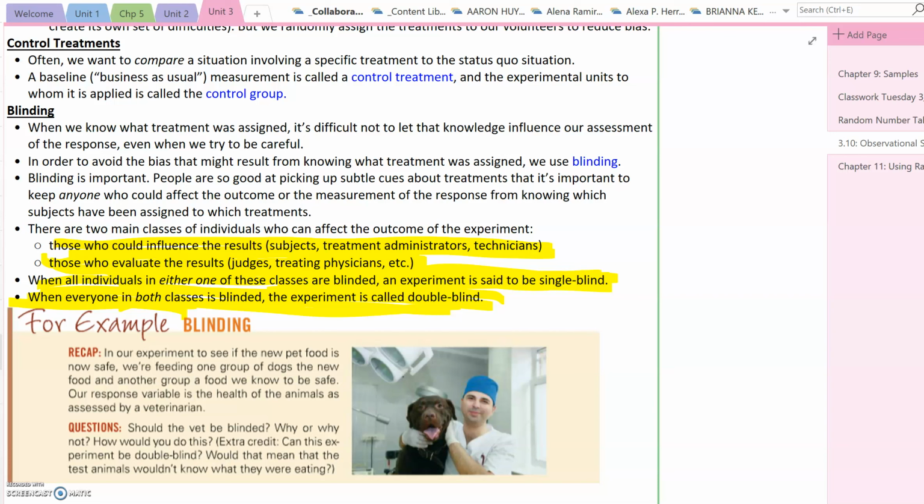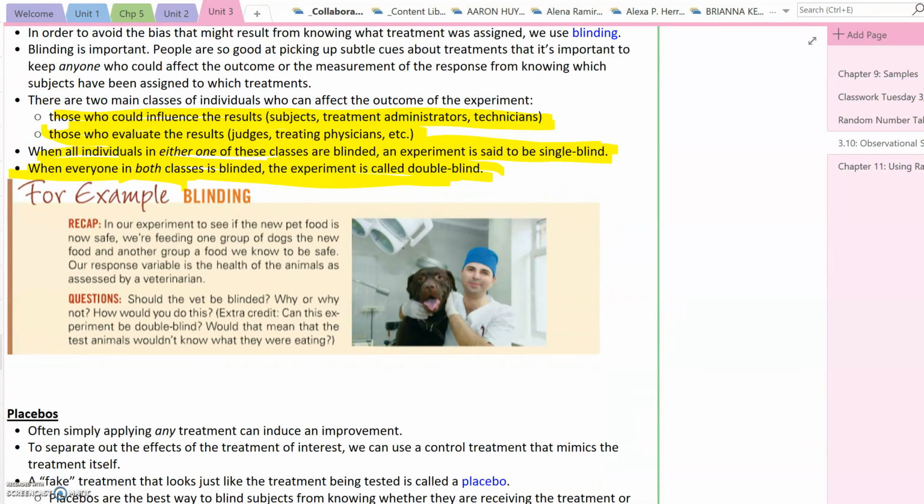You could do this by just keeping the dog food in an unlabeled bag, label one of them A, one of them B. That way the vet wouldn't know what brand of dog food they're eating. Then extra credit. Can this experiment be double blind? Would that mean that the test animals wouldn't know what they're eating? That's exactly what that would mean. Double blind. I don't think the dogs know what they're eating, like brand wise, to begin with. So I would say that if you're blinding the vet, then this is probably a double blind experiment, because the dogs really probably don't know a difference between the brands.